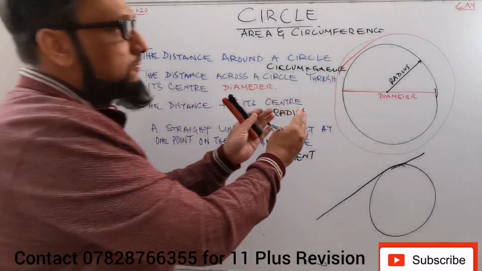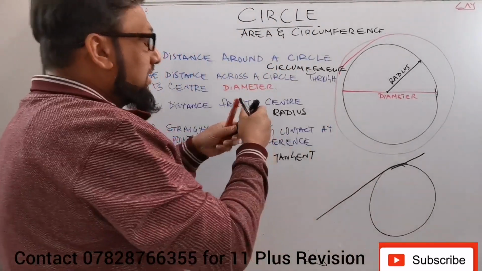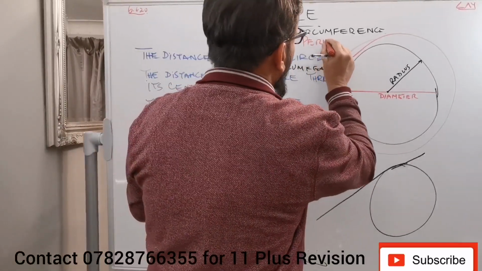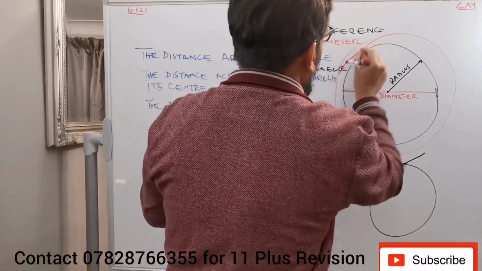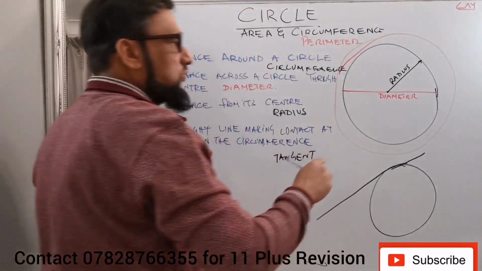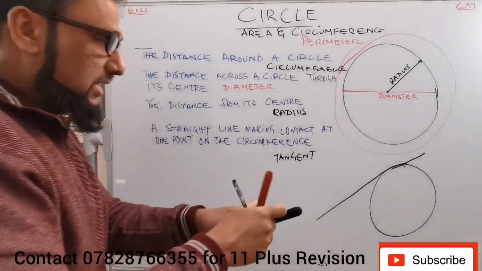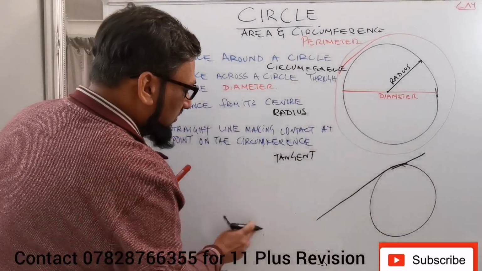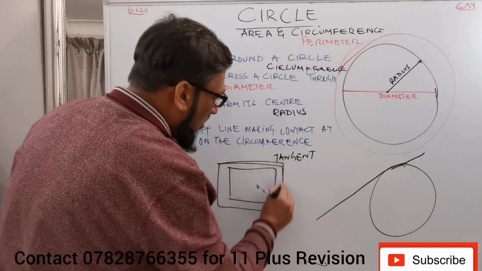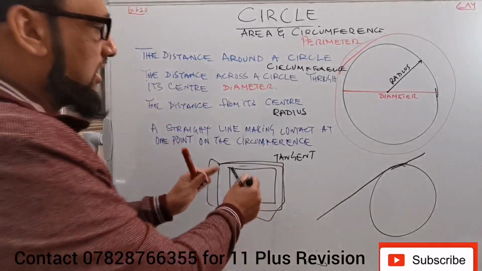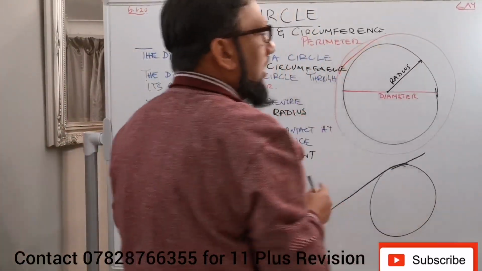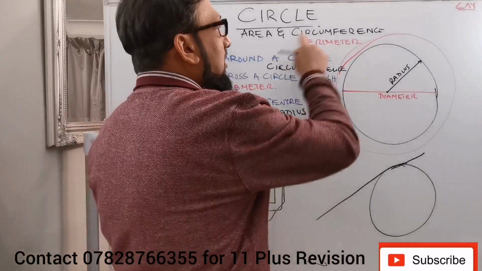Circumference we can also call perimeter. Circumference means perimeter. If you want to find a perimeter, as we discussed for a square or rectangle, we need to add all sides to get the perimeter. Same as the circle, we call it circumference.